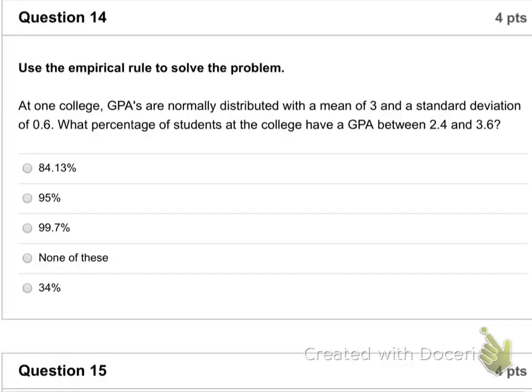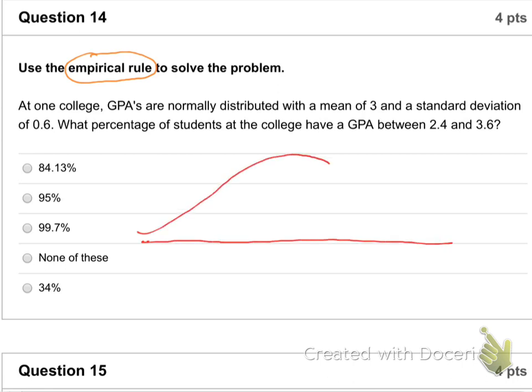Use the empirical rule to solve the problem. At one college, GPAs are normally distributed with a mean of 3 and a standard deviation of 0.6. What percentage of students at the college have a GPA between 2.4 and 3.6? The empirical rule has to do with the normal curve. You don't have to draw a normal curve, but I'm going to try to be extra clear.